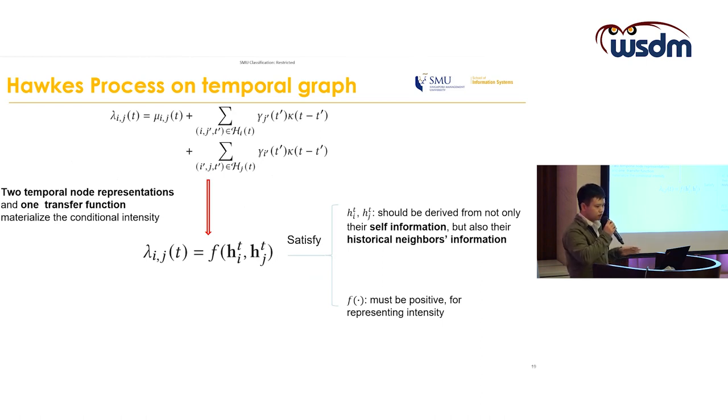And next, we use two temporal node representations and one transfer function to materialize the aforementioned conditional intensity. They should meet the following criteria. First, h_it and h_jt should be derived from not only their own information, but also their historical neighbors' information, because the own information is a basis for the base intensity, and the historical neighbors model the excitement from historical events. Of course, the transfer function f must be positive for representing the intensity, in other words, the possibility.